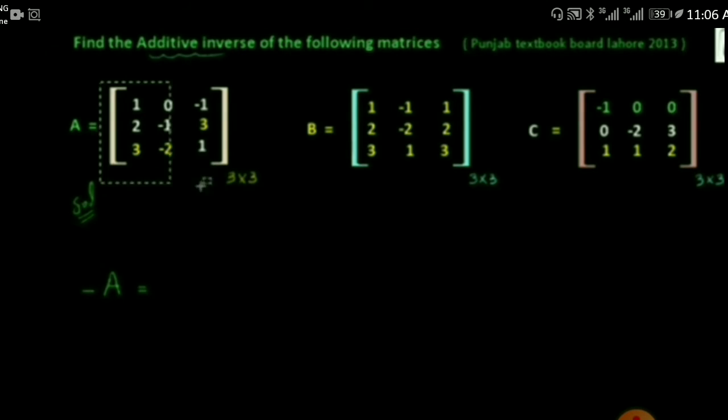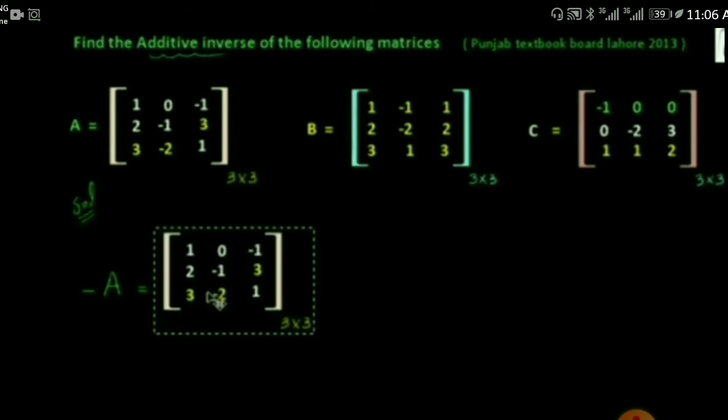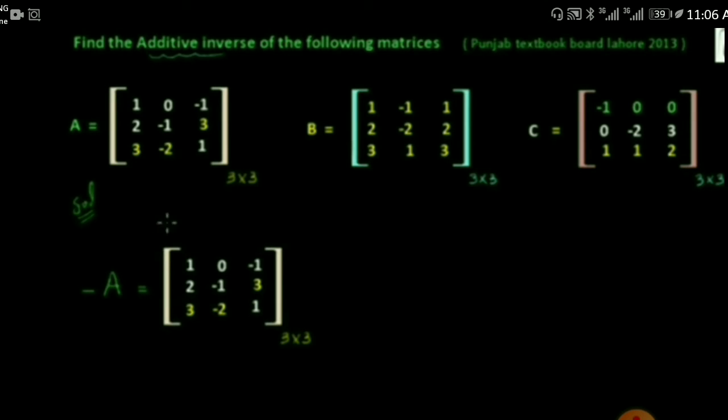So what will be the additive inverse of A? I'm copying the same matrix, as again I need to change the sign. Order will remain same but signs will be changed. So plus 1 becomes minus 1, plus 2 becomes minus 2, 0 will remain 0 because the additive inverse of 0 is itself. It becomes plus 1, minus with plus means I am changing sign of every entry. Whether it was plus becomes minus, minus becomes plus.